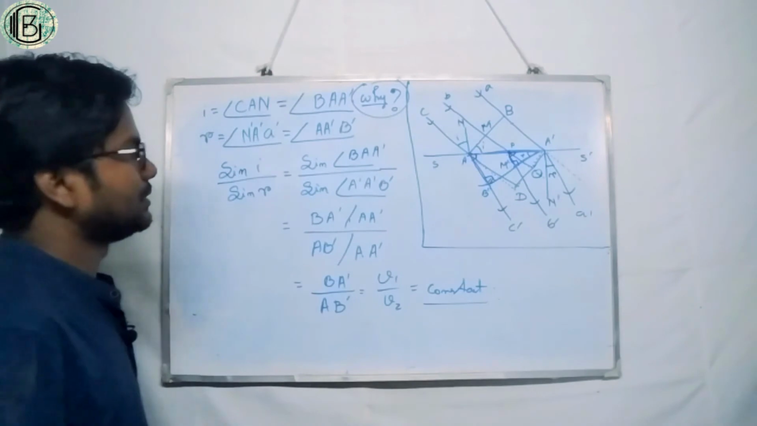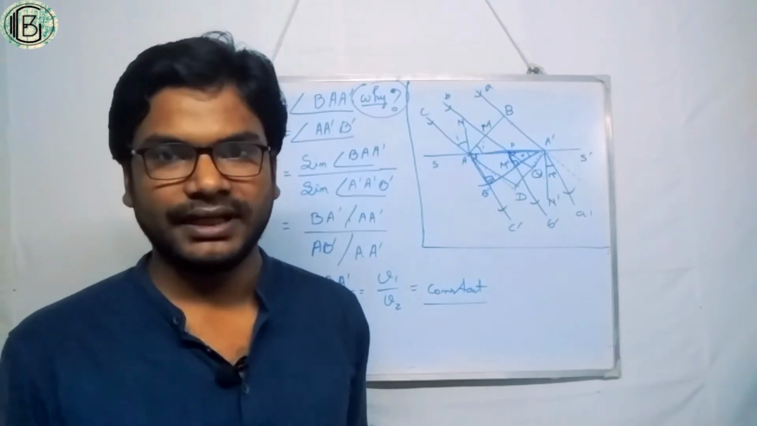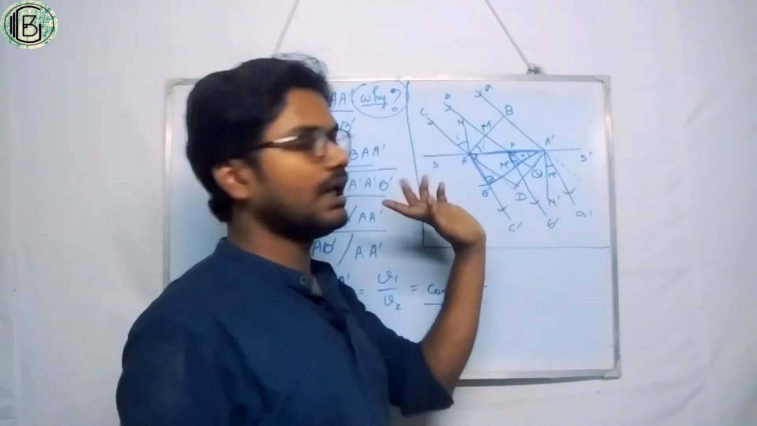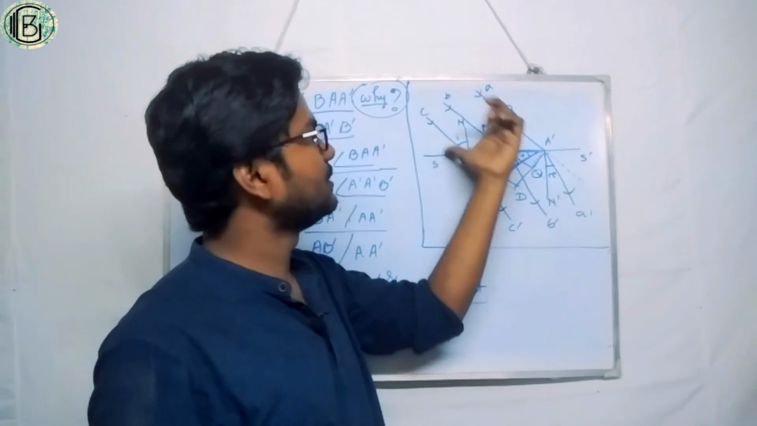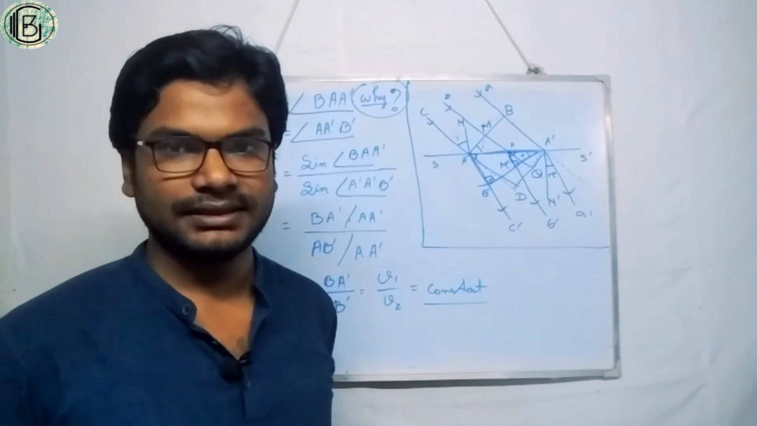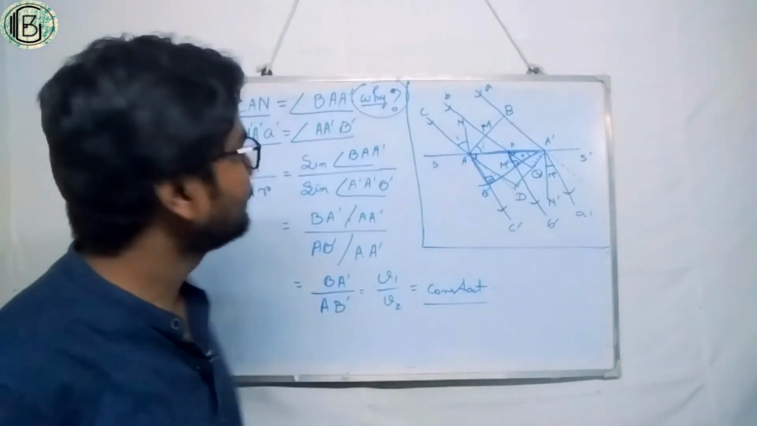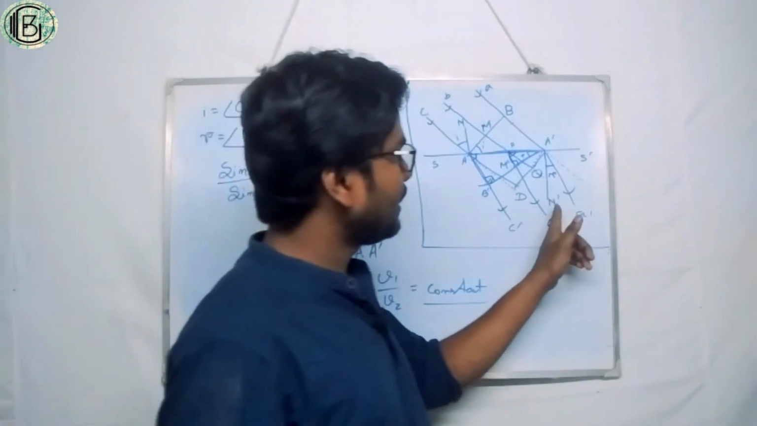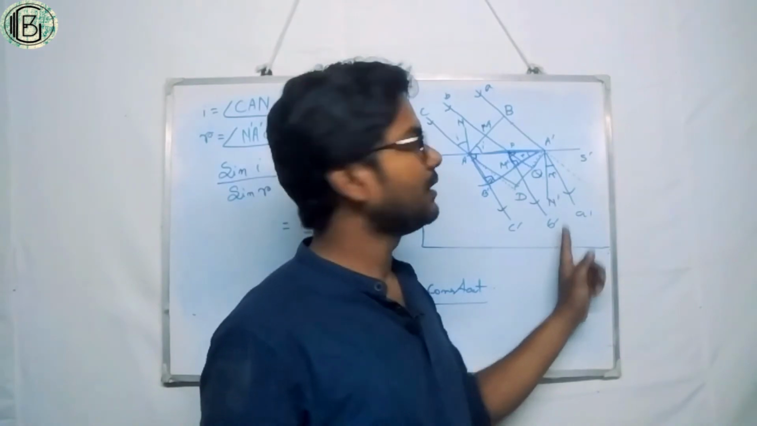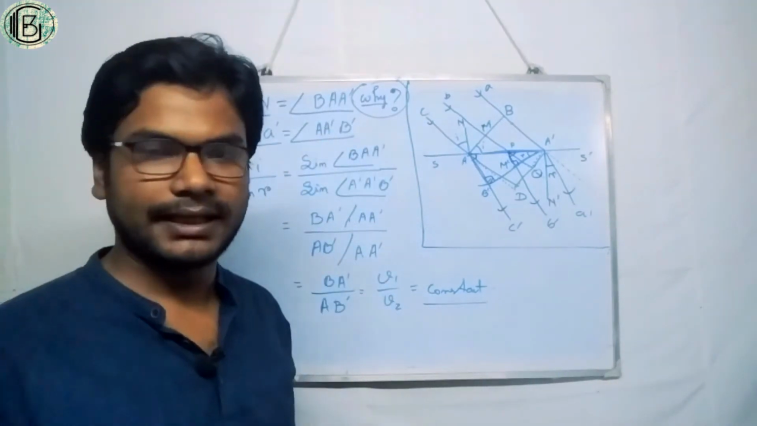To prove this, first we will find out the angle of incidence and the angle of refraction. Here the angle of incidence is CAN, because this is the incident beam and this is the refracted beam. So CAN is the incident angle. And the refracted angle is N prime A prime a prime. So this is the refracted angle.